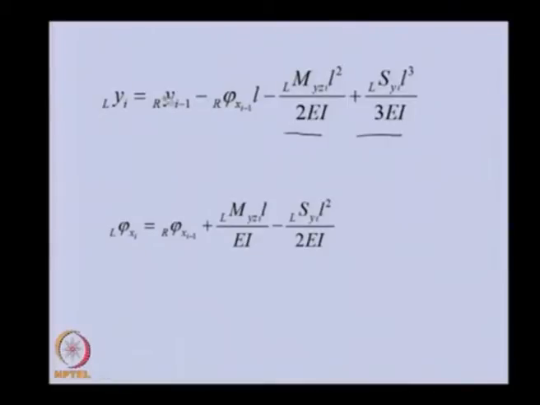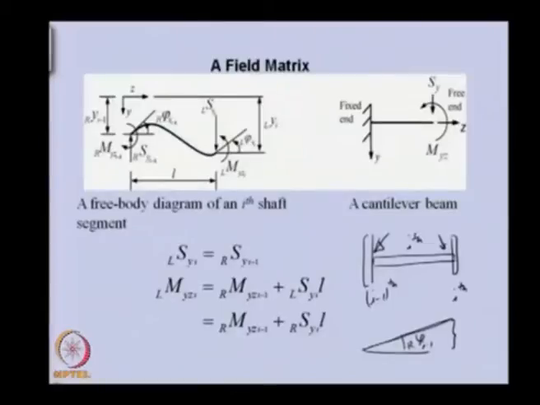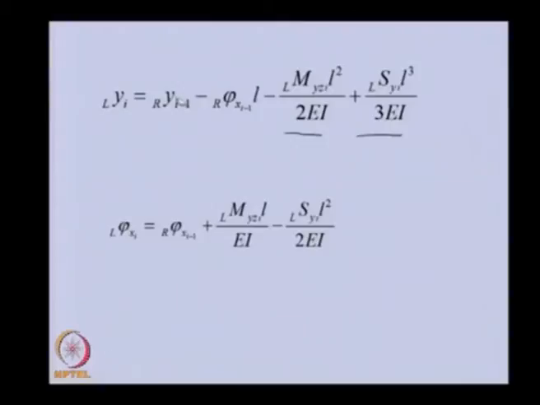So you can see that the total displacement of the left of the ith disk, that means this disk, is the summation of 4 components. One is the linear displacement of the right side of the (I minus 1)th disk, the angular displacement of the right of I minus 1 disk, the bending moment and the shear force. So 4 components are there.